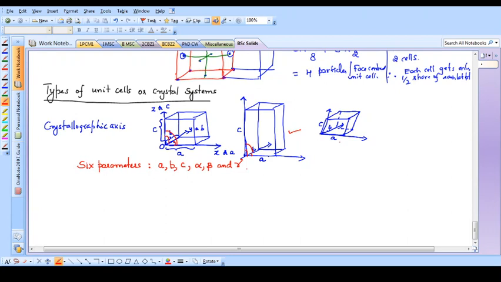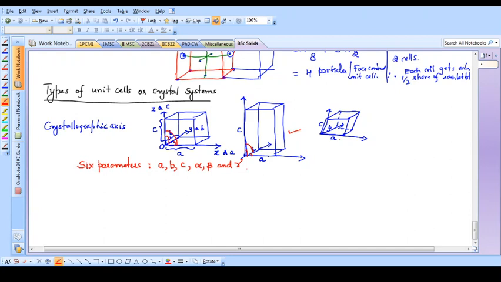Okay, here A, B and C appear to be equal to each other, but all the angles are not exactly equal to 90 degrees. So depending on the relation between A, B and C, alpha, beta and gamma, we can have altogether 7 types of crystal system. Okay, what does it mean?